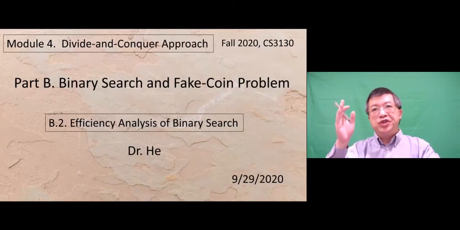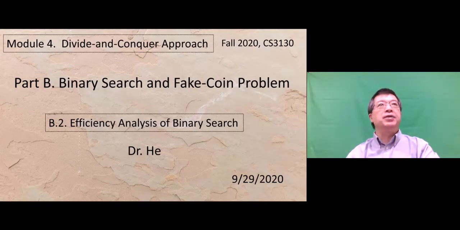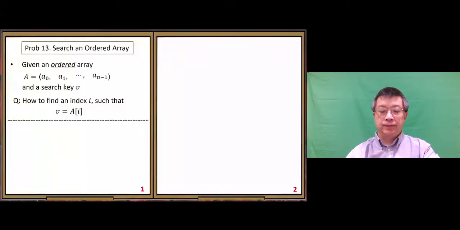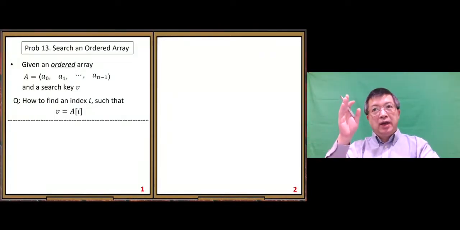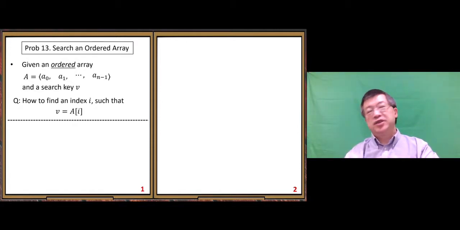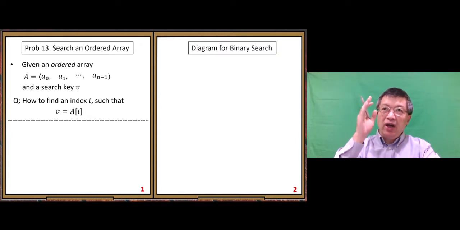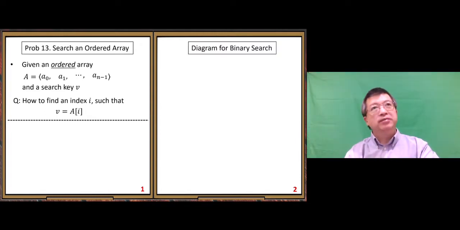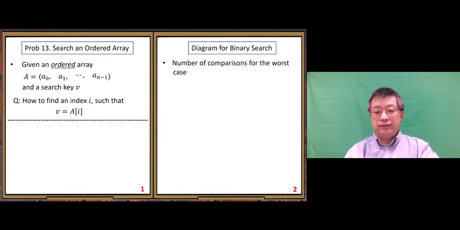B.2, efficiency analysis of binary search. So now, let us do this binary search first, because it's pretty simple. After we use the elimination idea, it is straightforward. We just run it. All right.